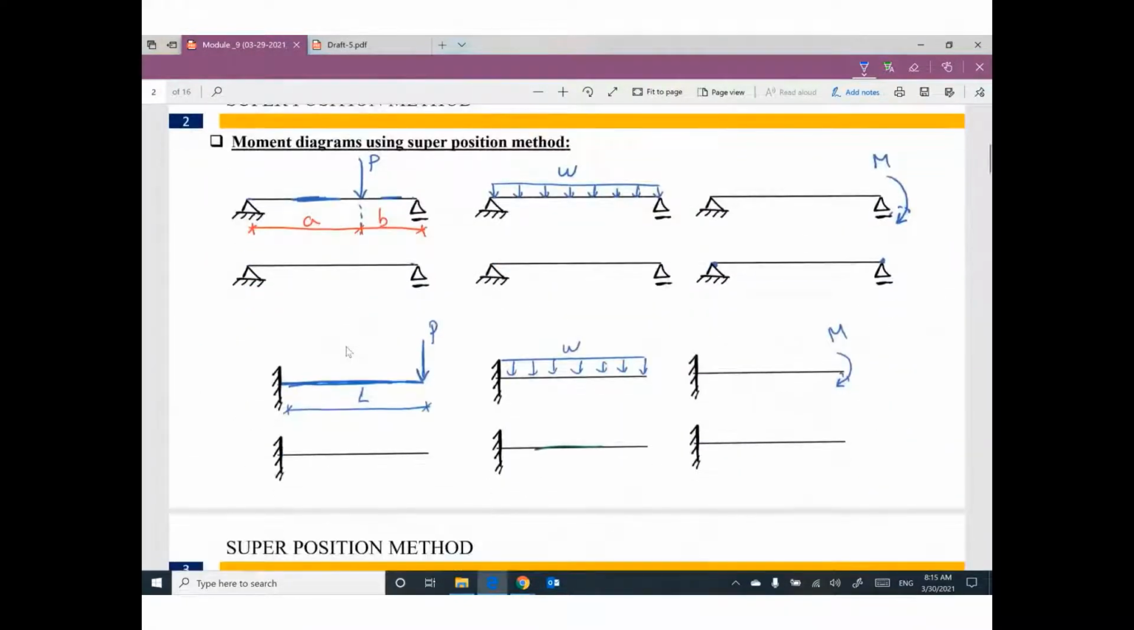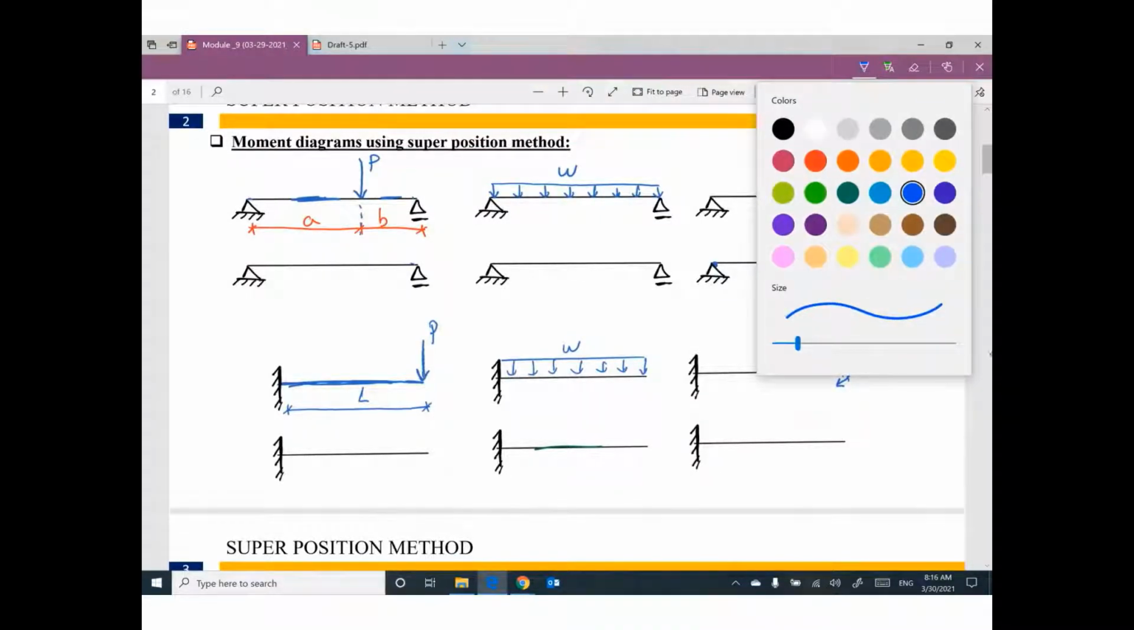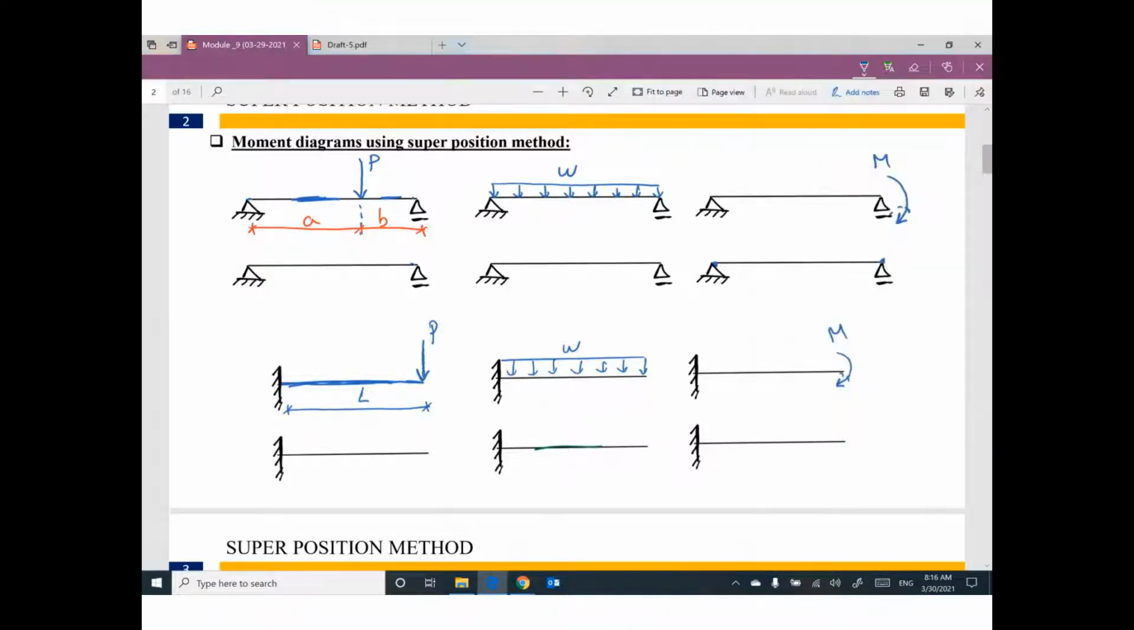Before starting this method, I would like to explain bending moment diagram. I know we covered this before, but I would like you to be familiar how to draw moment diagram in a second. So please pay attention to me.